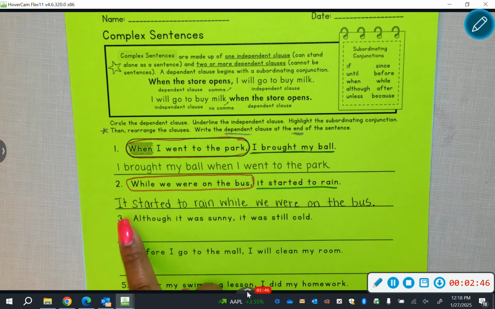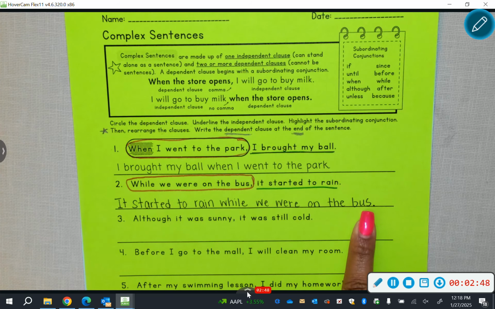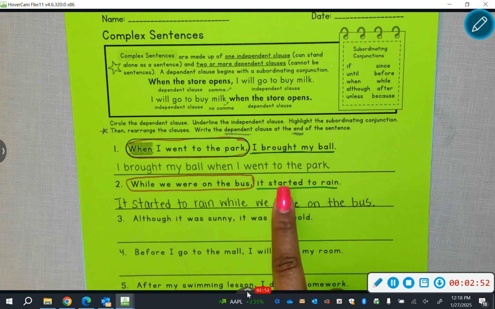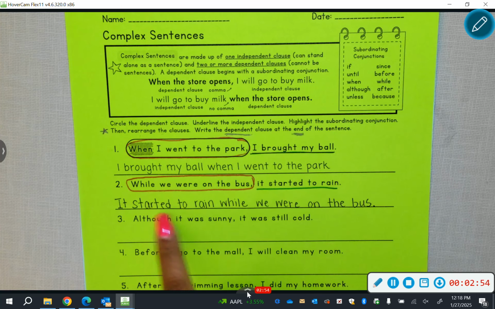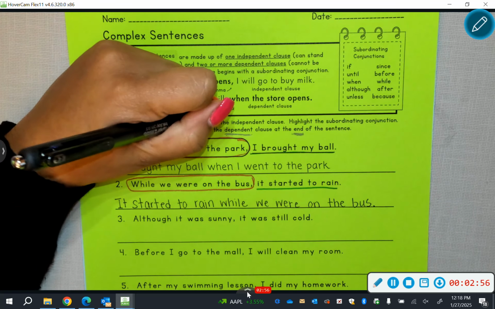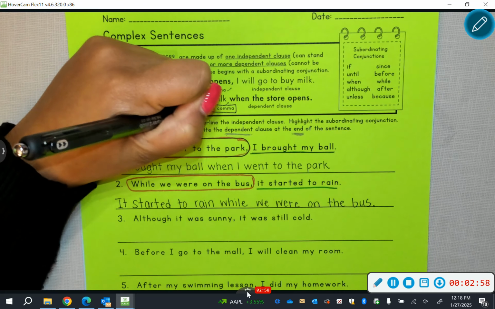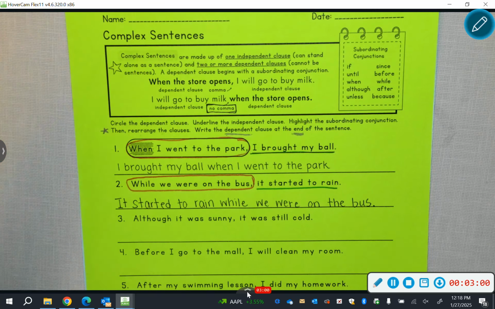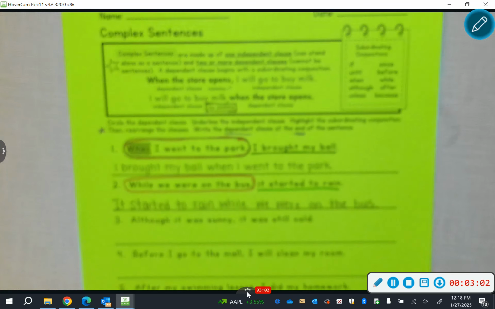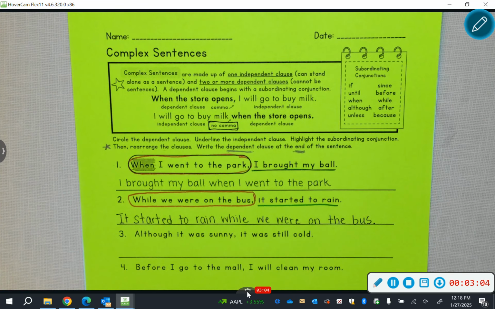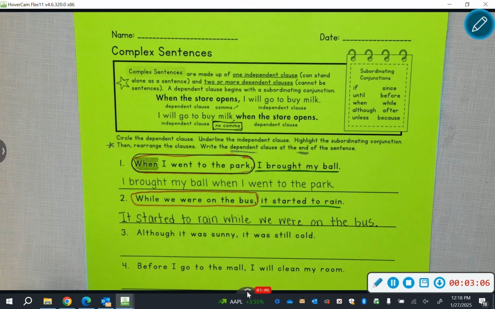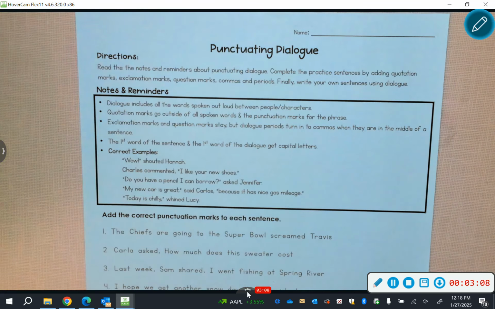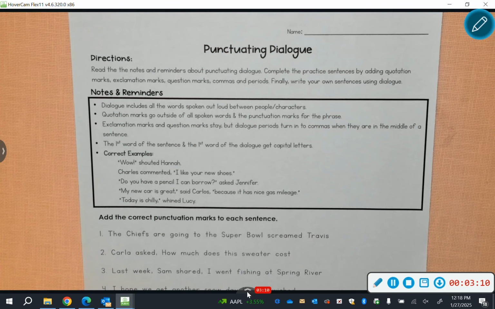Okay, and you are writing complete sentences, making sure that you have a capital letter, period at the end, independent clause comes first. So there should be no comma. If the independent clause comes first, there should be no comma. Make sure your name is on your paper. Then you're going to turn this one in and move on to the next one, which is punctuating dialogue.